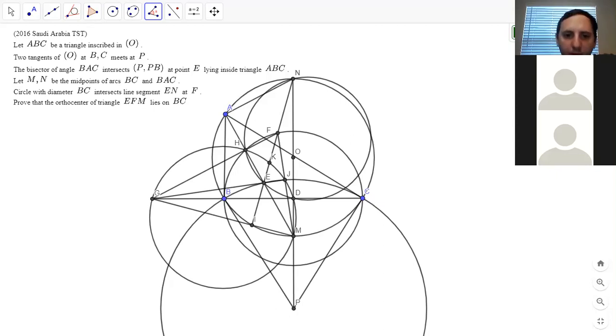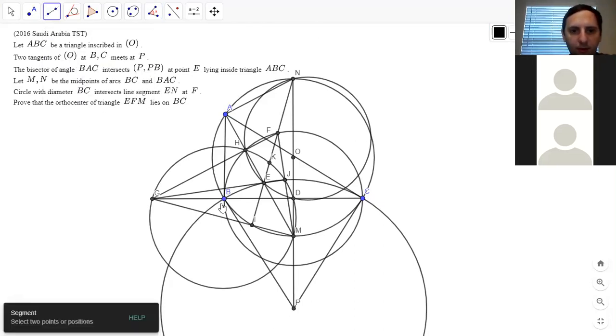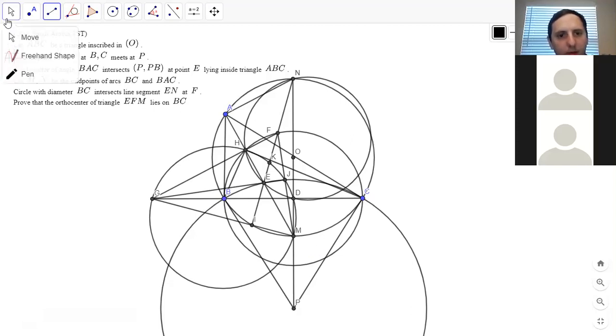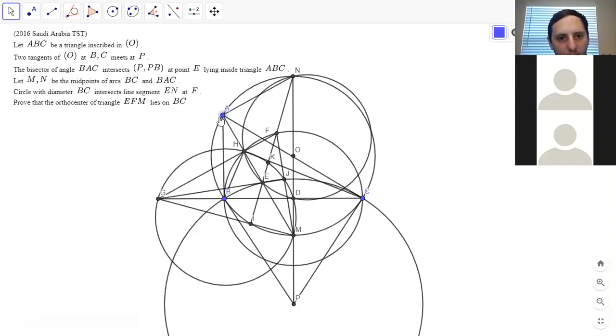Okay, so angle BHC is 90 and BFC is 90. So that gives us some isogonal lines. So basically, HB and HM are isogonal, I think.